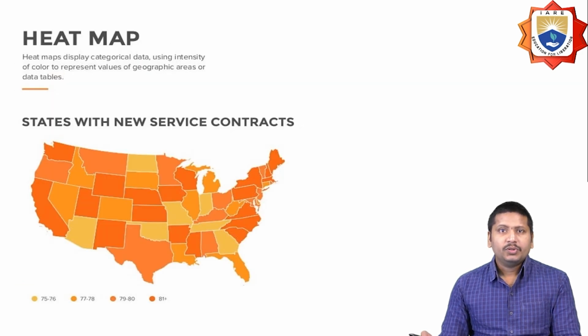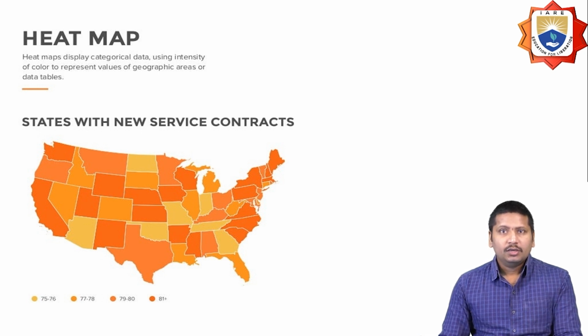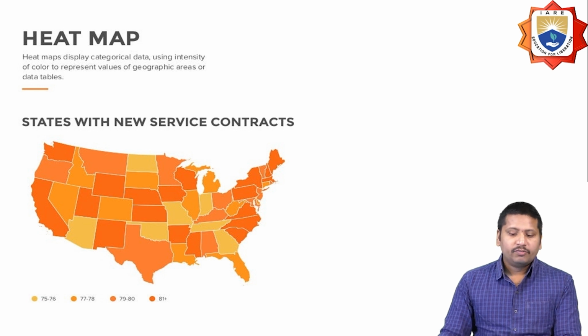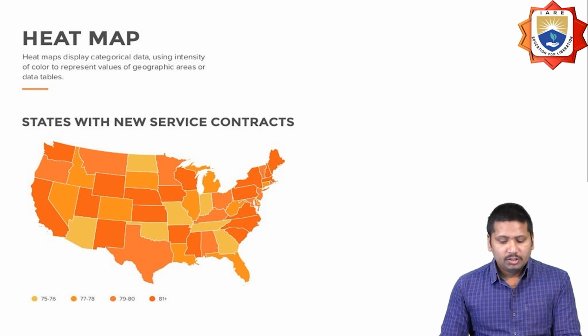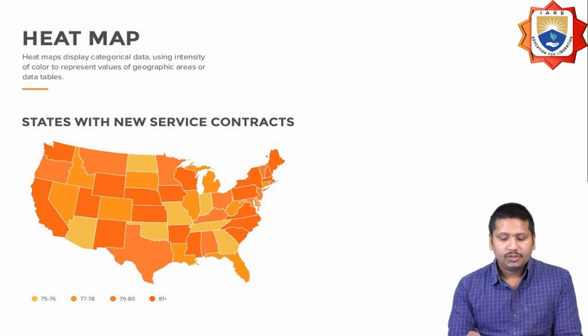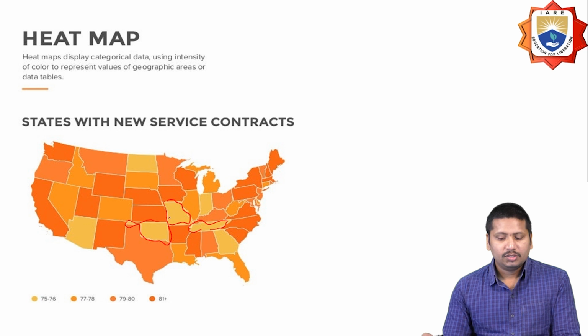And the heat map. It is another kind of visualization which displays categorical data using the intensity of color to represent the value of geographical areas or data tables. Here, for the states with new service contracts I want to show, I can show this with rectangles or other shapes, where the intensity of the color shows the values of those geographical areas.